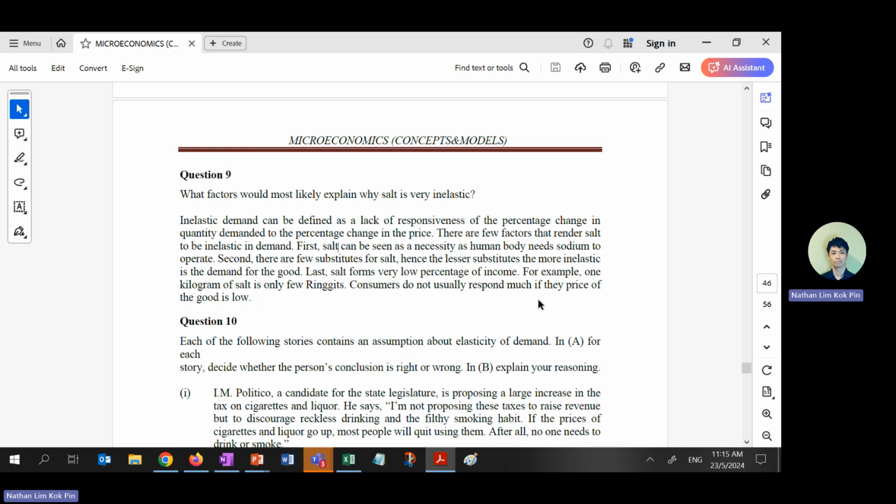Second, there are few substitutes for salt. The lesser the substitutes, the more inelastic. This one is easy.